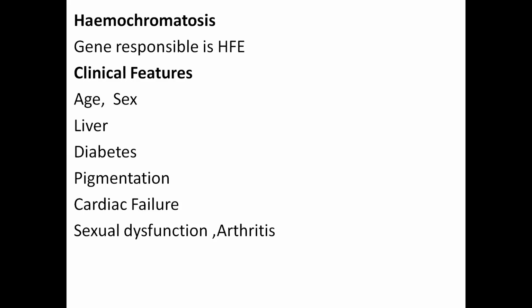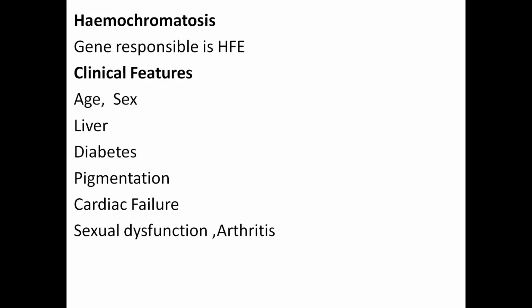The third feature is pigmentation. There is generalized slate grey pigmentation. This pigmentation occurs due to increased melanin production and due to increased iron deposition. When a diabetic patient has this skin pigmentation, that is called bronze diabetes. Another name for hemochromatosis is bronze diabetes. Bronze means this black color pigmentation of the skin.